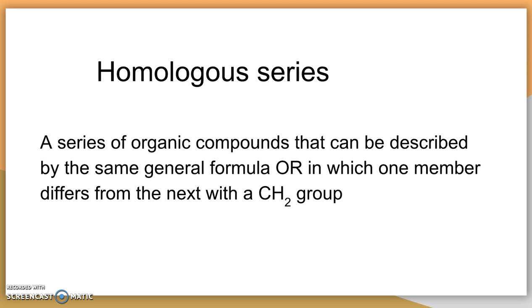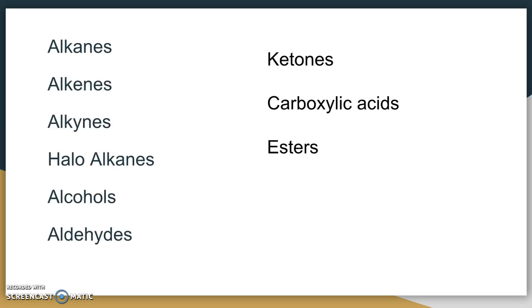A homologous series, as defined in the CAPS document, is a series of organic compounds that can be described by the same general formula, or in which one member differs from the next by a CH2. Now, what does that mean for you? Actually, it just means organic compounds can be grouped into different groups. And they have specific names and they can be identified with a specific formula. And we'll carefully go through each of these.